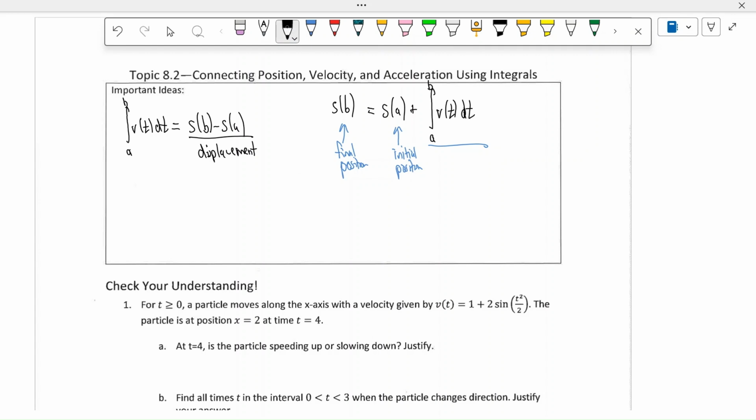So initial position plus change in position gives us a final position. Last big idea, if I want to know the total distance traveled, as opposed to just the change in position, I'm going to integrate v of t dt from a to b. But instead of just taking the velocity, if the velocity is negative, it's going to count it as a negative distance traveled, kind of. We can't have a negative distance traveled, so we're going to take the absolute value of all that, and what our distance traveled is equal to.